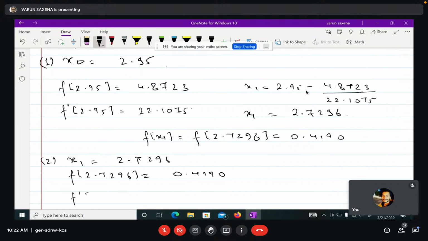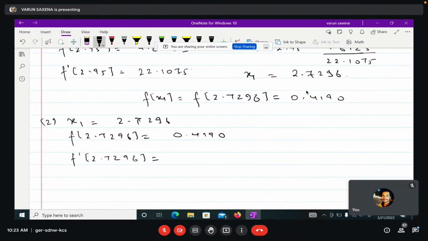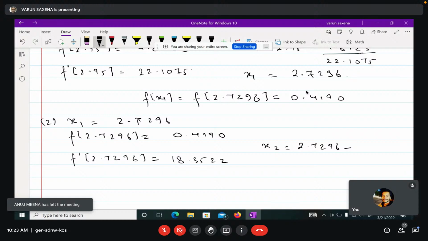Then the second is f dash 2.7296. What is this value? I want somebody to tell me. Sir, 18.352. Okay, great. Thank you. So now x2 is going to be 2.7296 minus 0.4196 divided by 18.352. So your x2 will come out to be what?